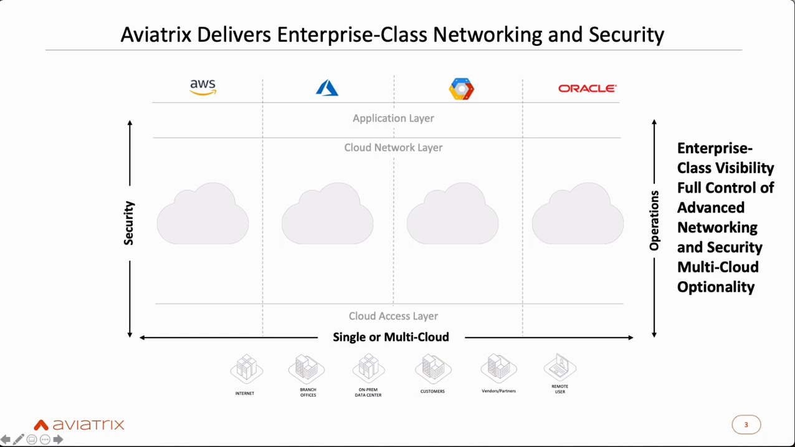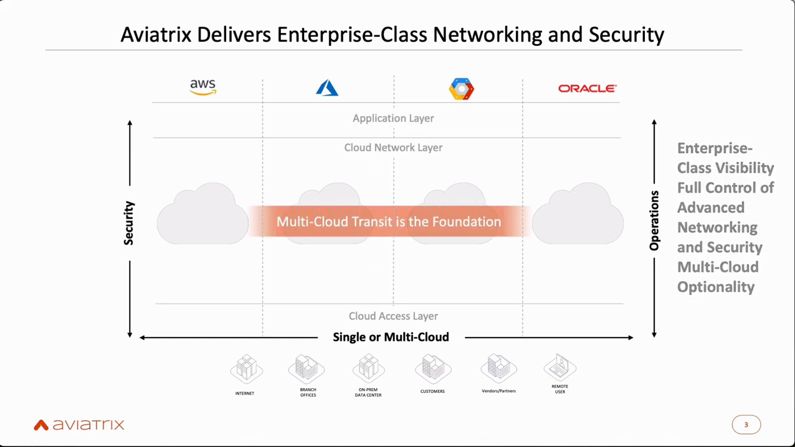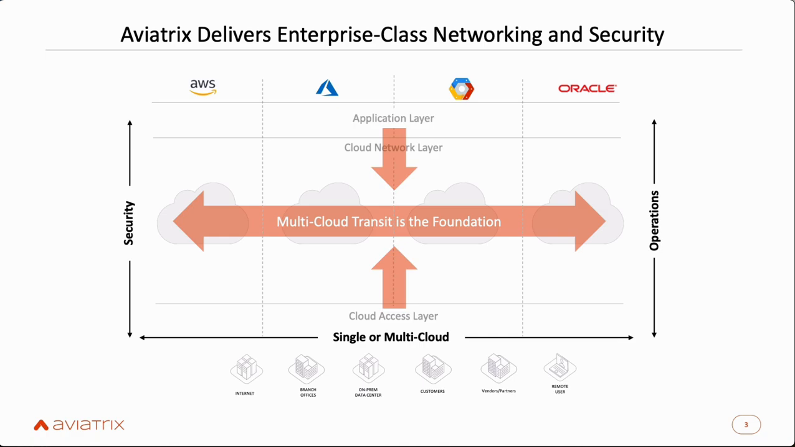And Aviatrix believes that whether an organization is in a single cloud, single region, or multiple clouds in multiple regions, the transit is really the foundation of the architecture. And organizations need a platform that offers advanced networking and security controls, as well as full visibility into your traffic as it traverses your architecture, as well as insights into route selection and common networking services that span these different cloud providers.